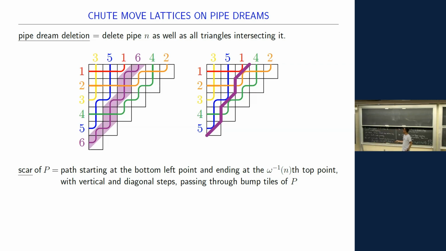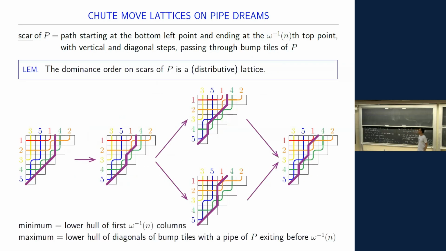What is a scar? It's a path starting at the vertex, arriving at the position where 6 was, W minus 1 of n. It has vertical steps and diagonal steps, and the diagonal steps must pass through bump tiles. Okay, so that's a scar. In particular, the dominance order on scars is clearly a distributive lattice. Clearly means you have to think two minutes.